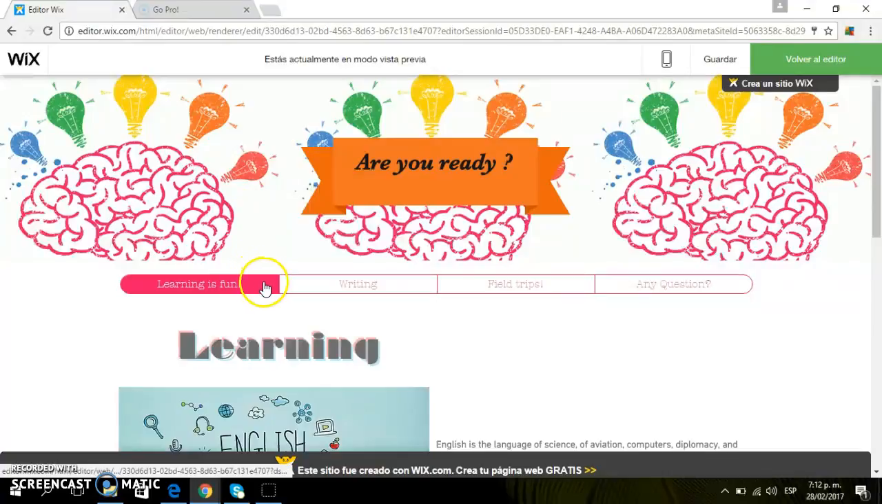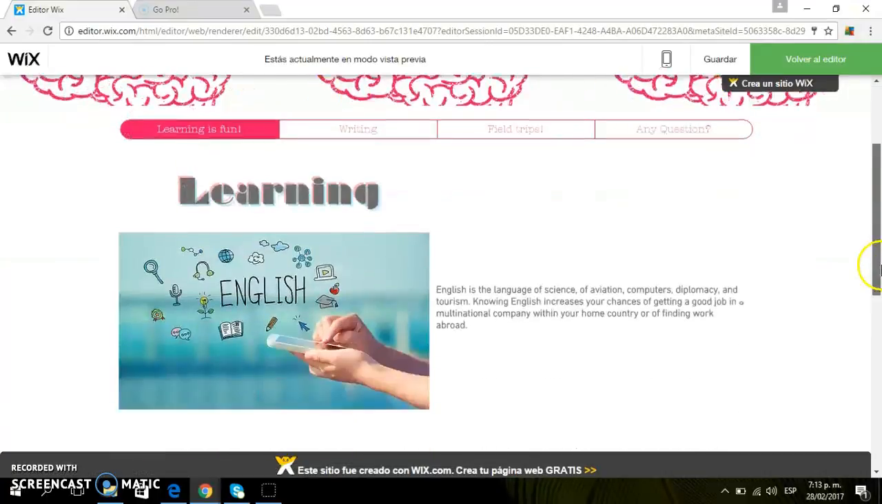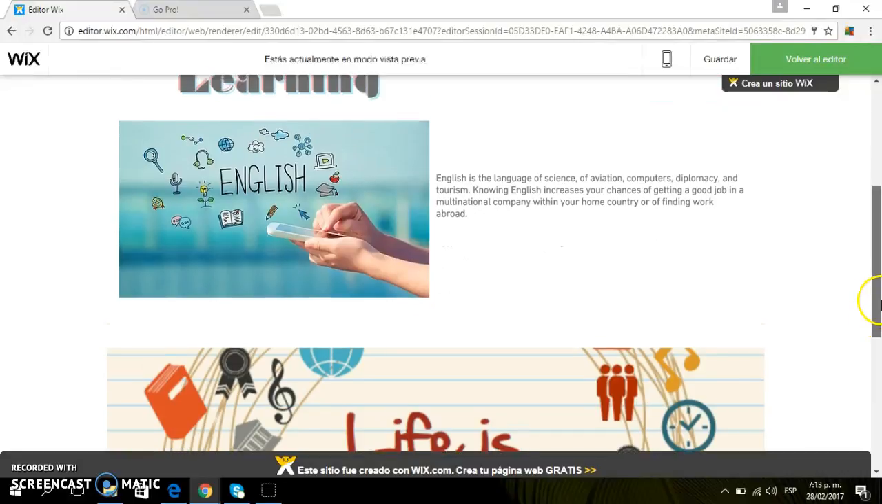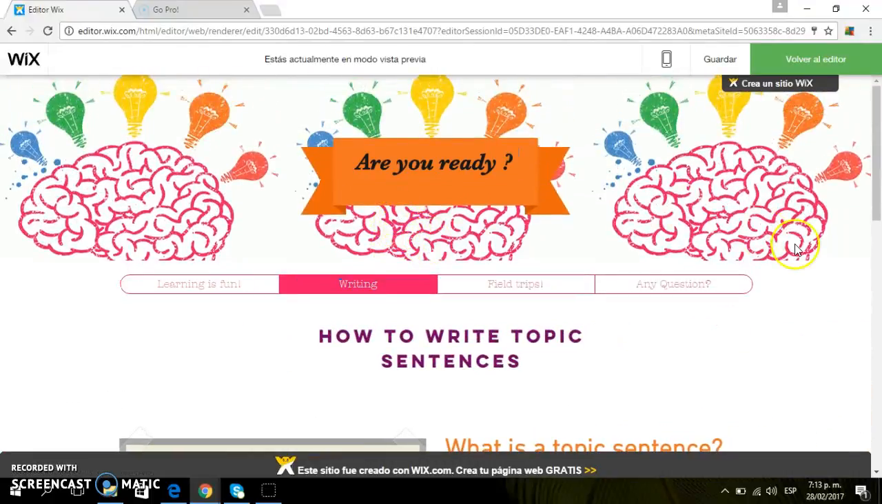So I have four windows. Actually there are five, but one is a sub window. First I have this window that explains why learning is fun, and then I have writing. That is the content that I wanted to focus on.